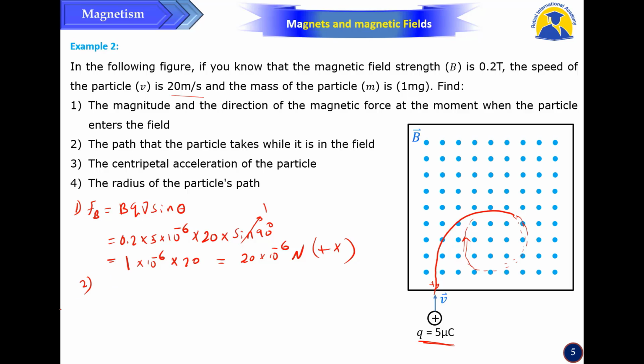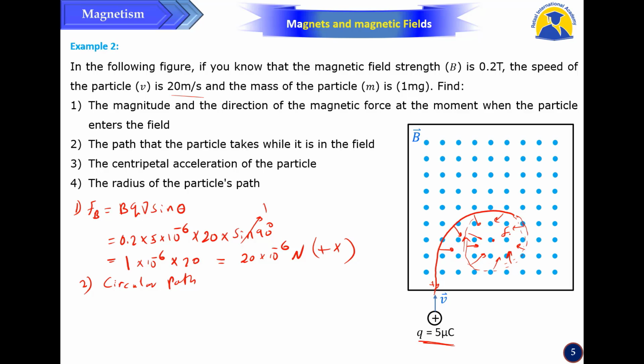2. The path that the particle takes while it is in the field. The path is circular, which is clockwise, in the clockwise direction. Okay. 3. The centripetal acceleration of the particle. Here the direction of the magnetic force is changing with time. It always goes to the center of this circle.